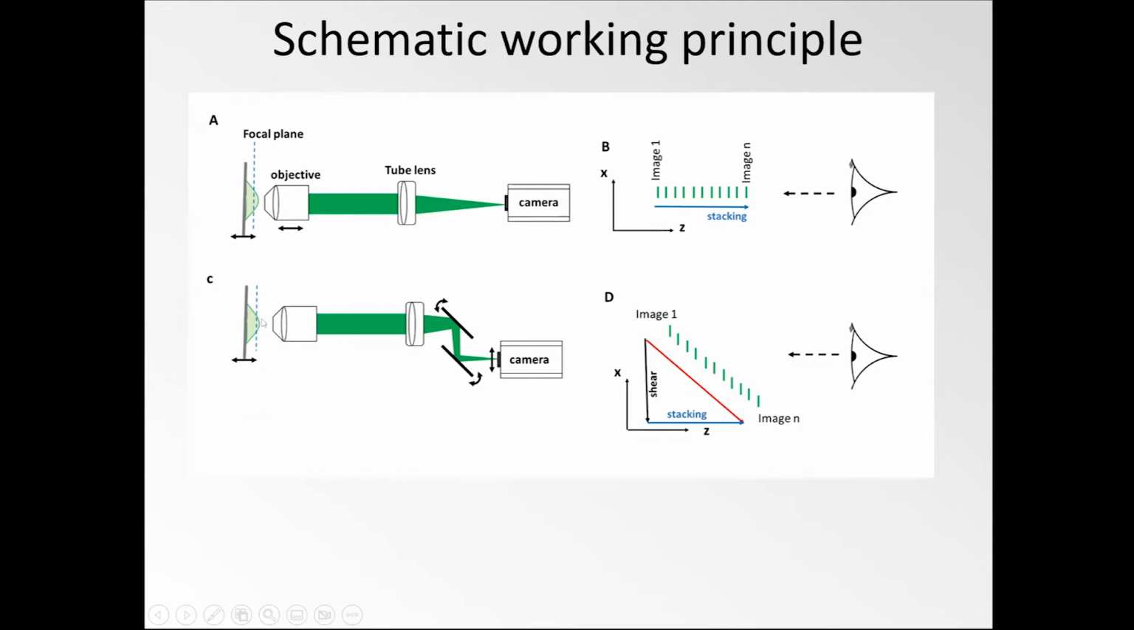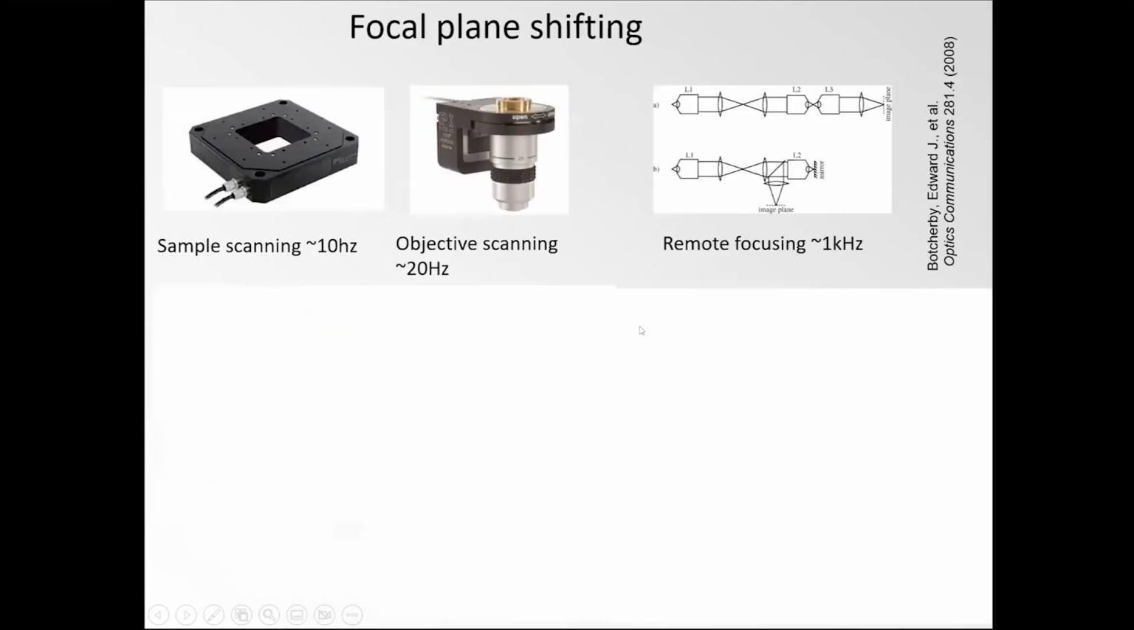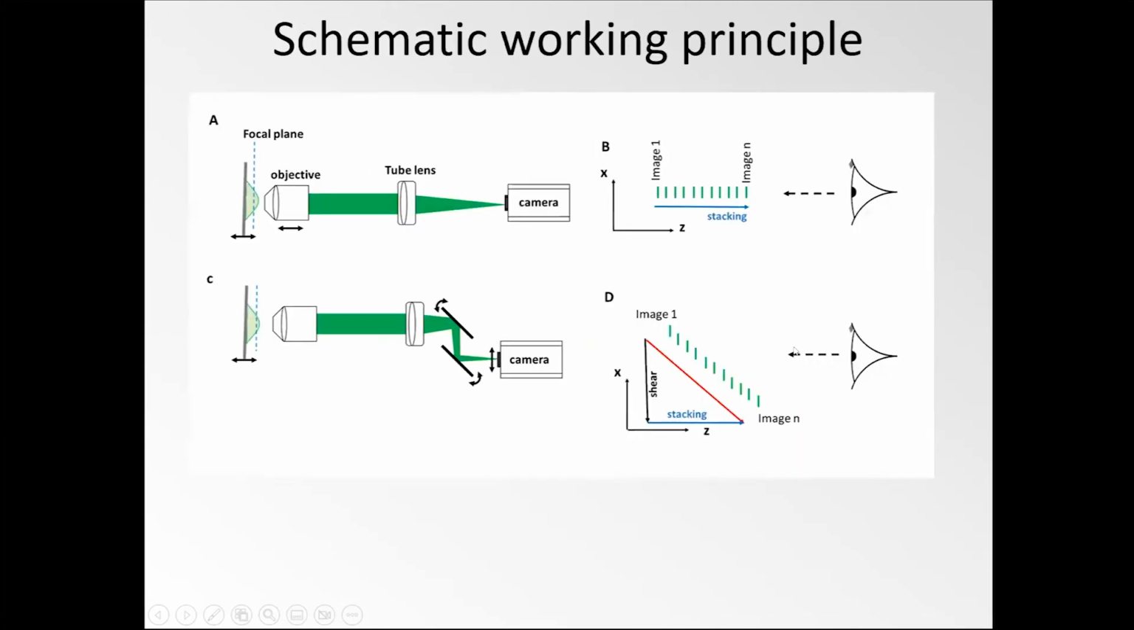But we could also, while we acquire the Z stack, add an optical device that also shifts the images as they come in the X direction. So we would add a shear. We can essentially, as shown here, shear the whole 3D stack and then sum it together. And we will see why you would want to do that.